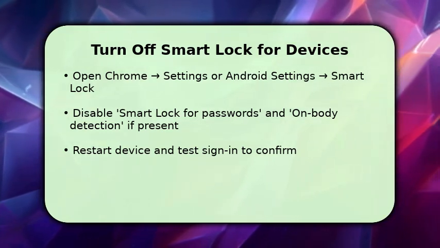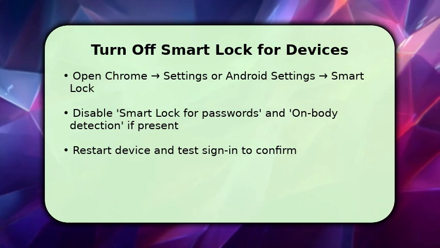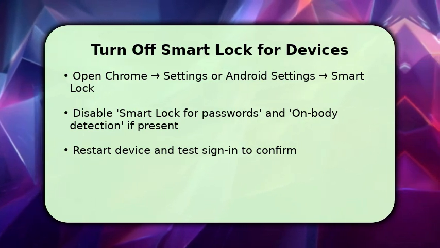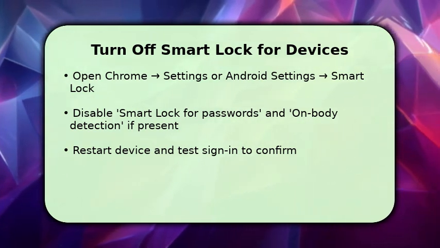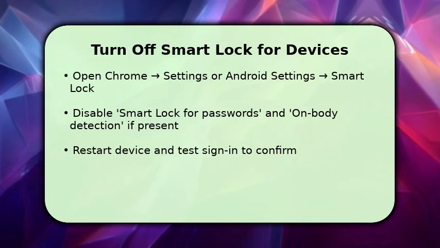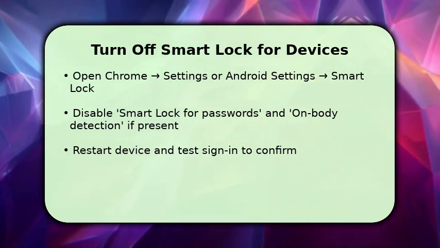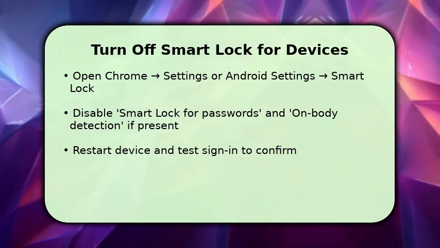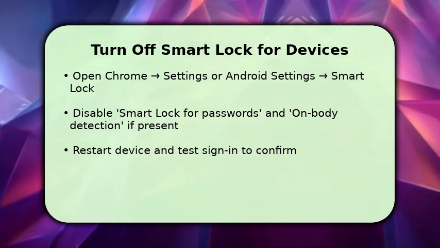In Chrome or Android settings, locate Smart Lock options and disable Smart Lock for passwords, plus any device unlock features like on-body detection or Bluetooth trusted devices. Once turned off, restart your phone to clear cached trust states. If you still get automatic unlocks, remove trusted devices and re-pair only when ready.